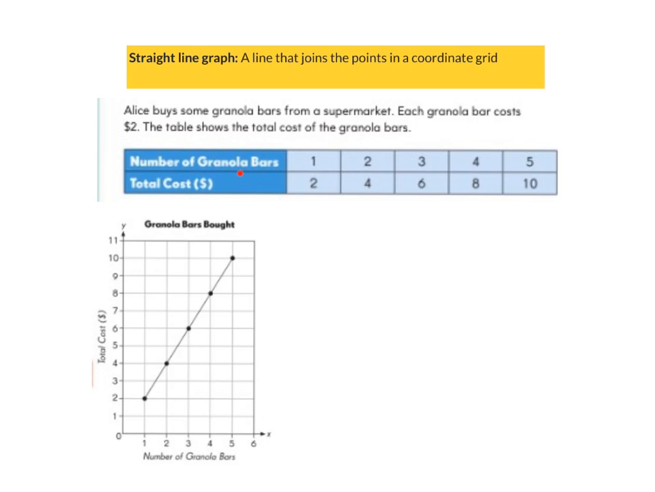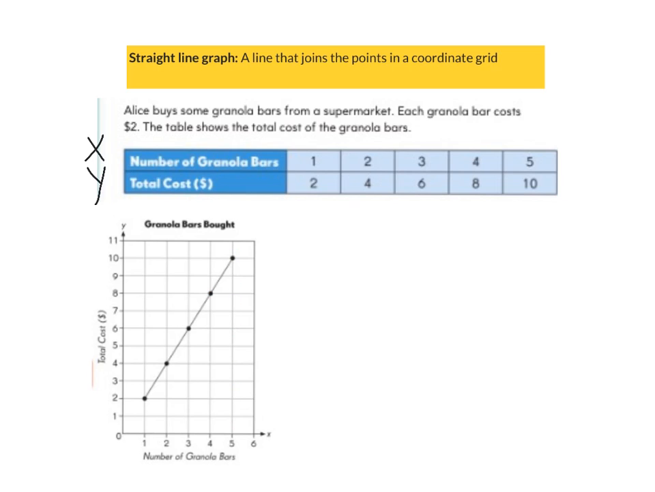Now each variable represents our x-axis and our y-axis. On the graph below, we can see that our x-axis is equal to the number of granola bars and our y-axis is equal to the total cost. So we can plot the points from our data table. Our first point is 1, 2, and then we have 2, 4, 3, 6, 4, 8, and 5, 10.